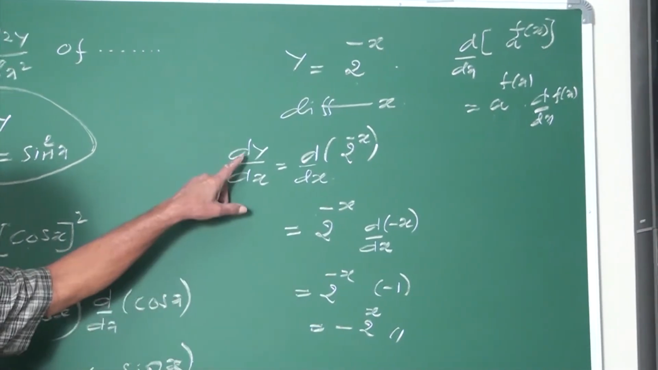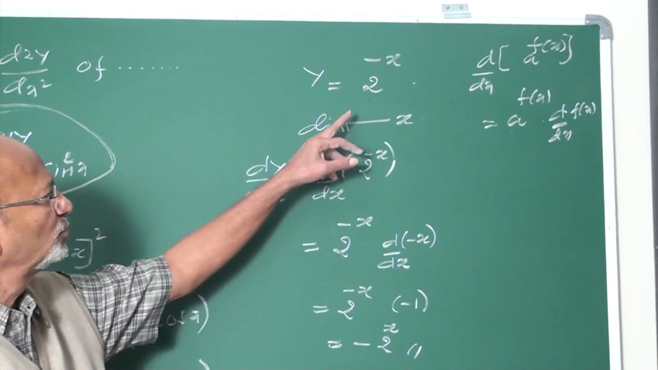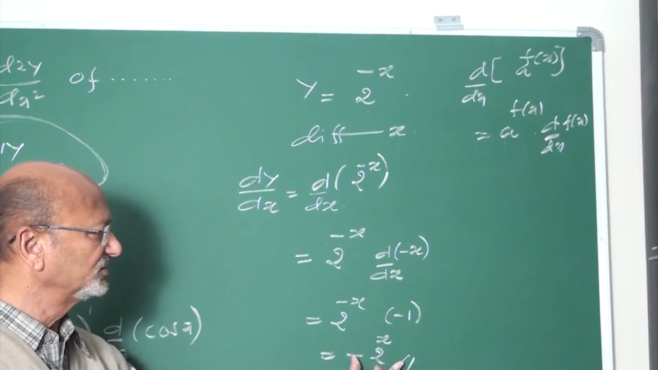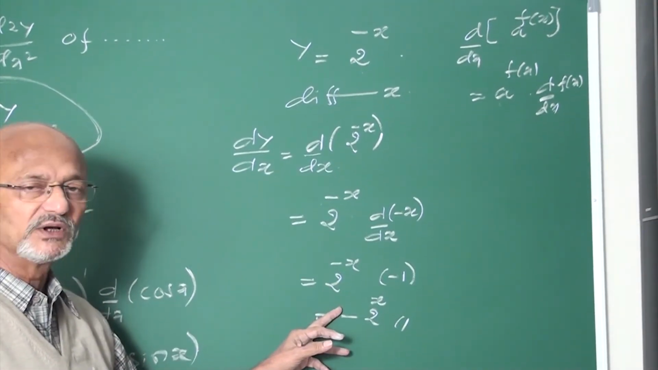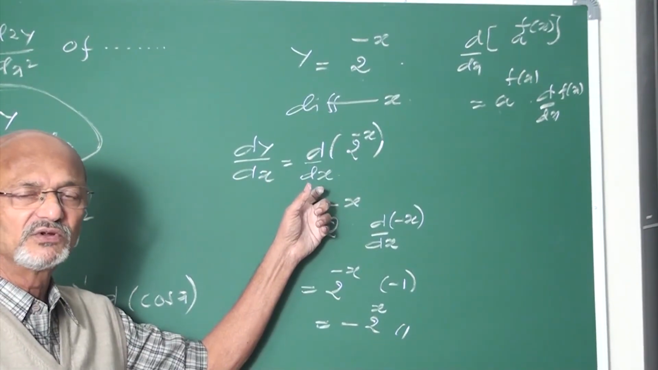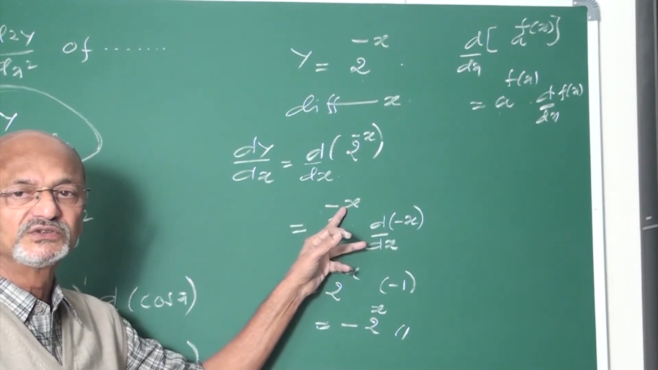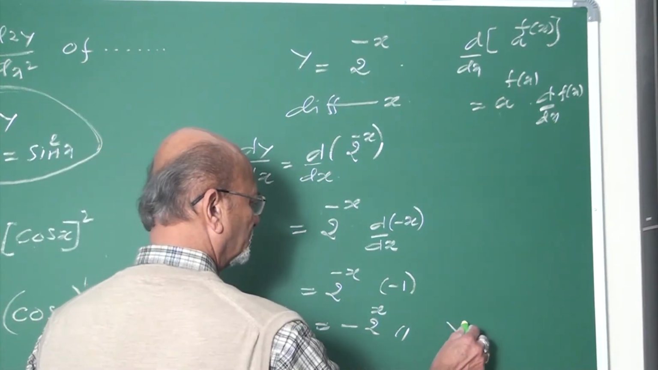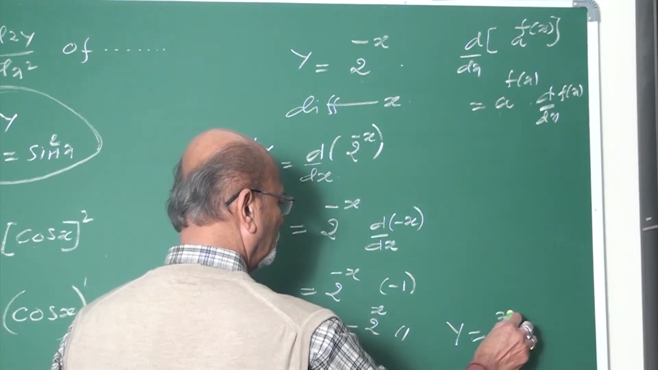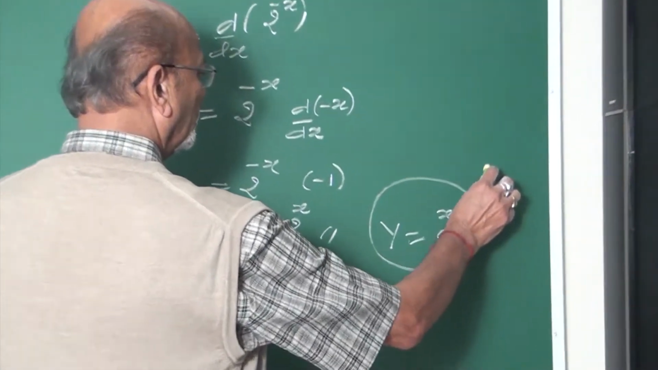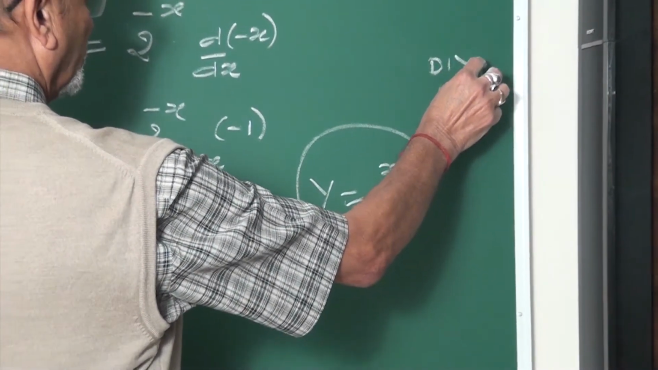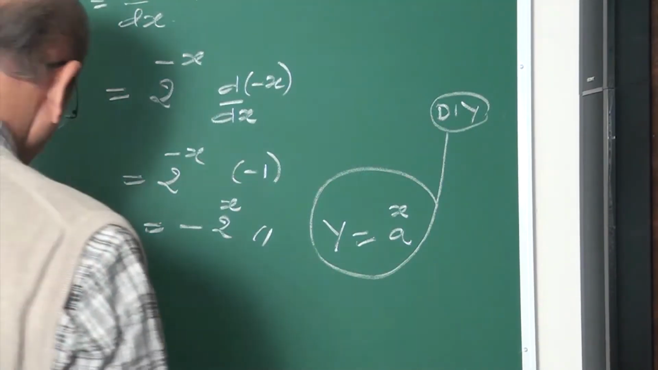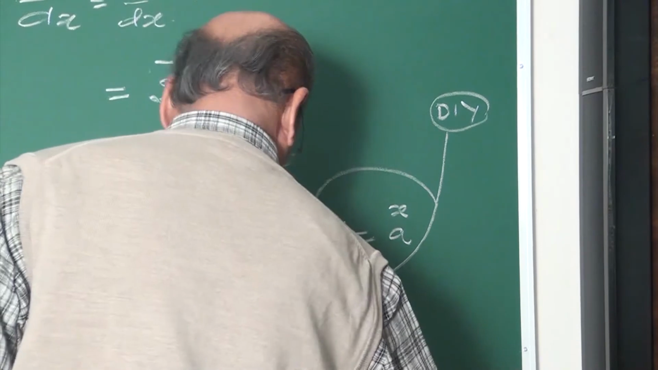Write directly: dy by dx is 2 to the power minus x as it is, since the power is other than x, write its derivative and simplify. In 2 steps you can complete it. But some friends need these supportive steps. Do this yourself: y equal to e to the power x. Do it yourself. Next one.